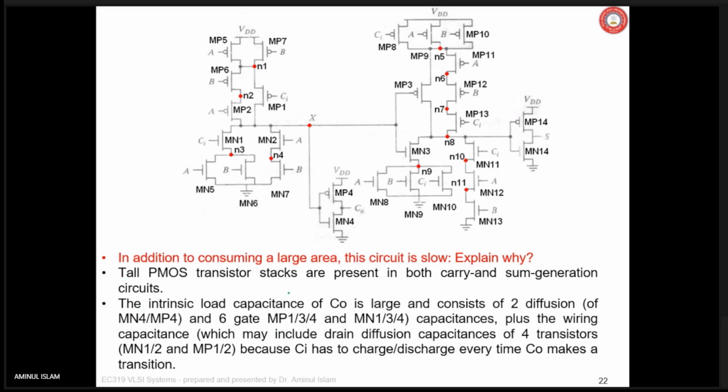Tall PMOS transistor stacks. See that here, in this section, you have 4 PMOS transistors in series in the pull-up. Here 3. So in addition to consuming a large area, this circuit is slow. Explain why. It is going to take 28 transistors. Static CMOS version of full adder, 1-bit full adder, takes 28 transistors.